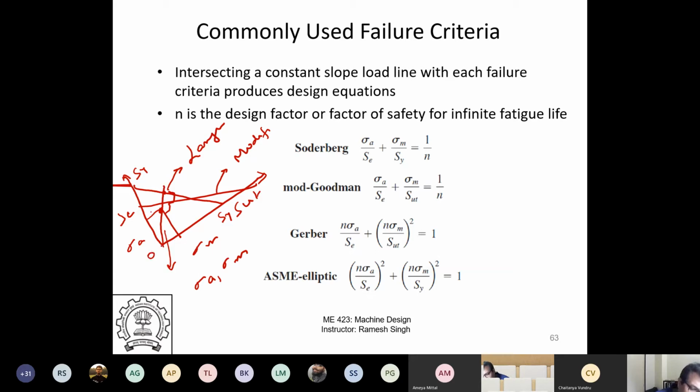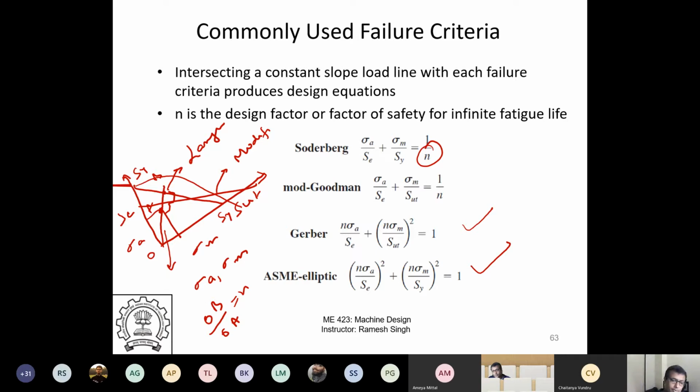So if I say A and I say B, OB by OA. It is always more than one. It has to be always more than one. So this is my safety limit. This is my factor of safety N, which is given here. And I can do this for any of those relationships. For simplicity, I showed you a linear relationship, but you can do it for either Gerber or asymmetric. Instead of a straight line, you will have something like this. You will have a curved line.